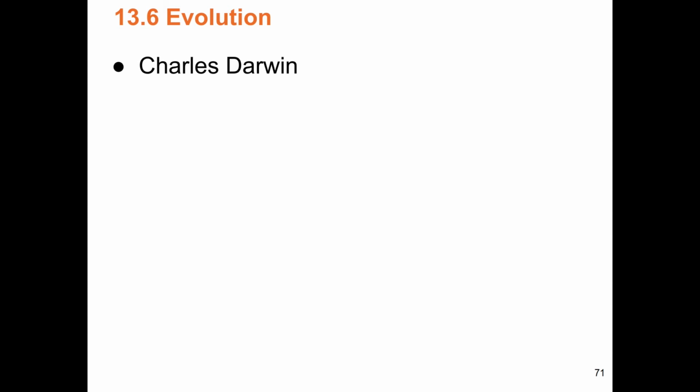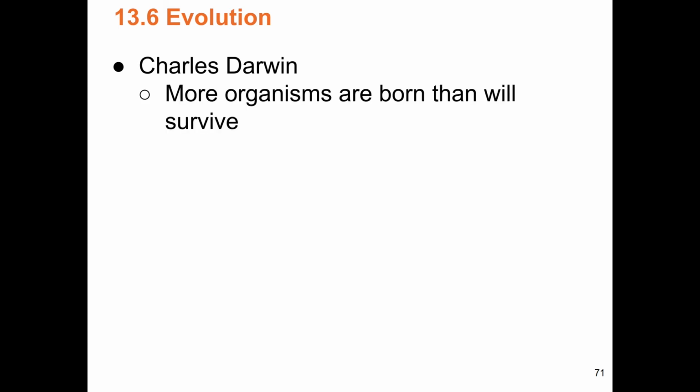The idea of evolution, or rather the idea of natural selection as the mechanism behind evolution, was thought of by Charles Darwin. And he started with a series of statements that are obvious. Everything about evolution is testable. Everything about evolution is obvious. So he noticed that in any generation of organisms, more organisms are born than will survive.